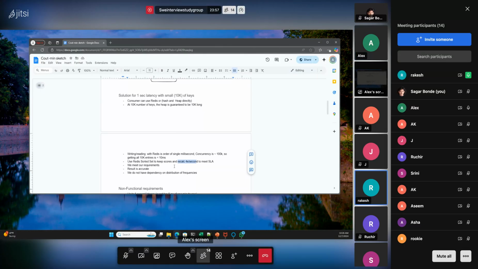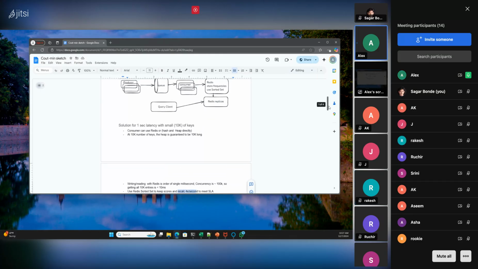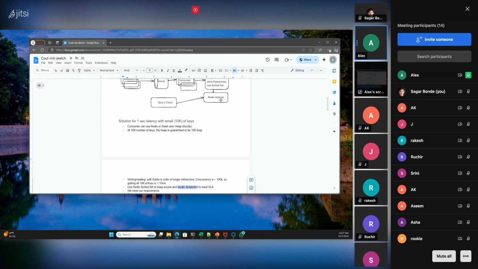Okay. You have two processes, asynchronously. One is writing, and one is inside Redis, using a scheduler to rebuild the sorted set. Or you have another external trigger and rebuild the sorted set. And you can do it very quickly.